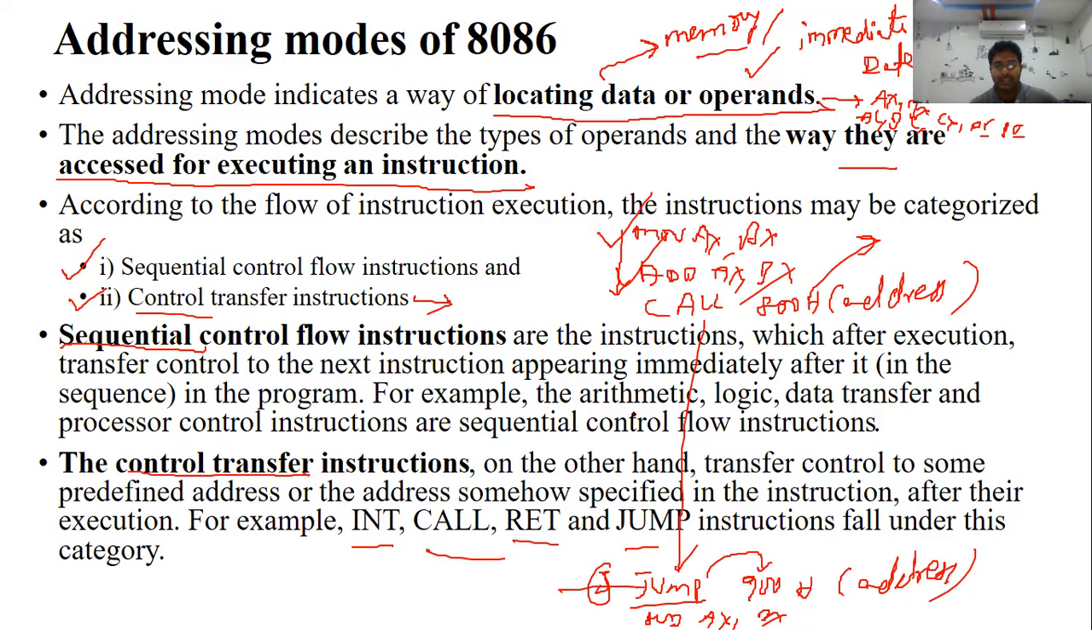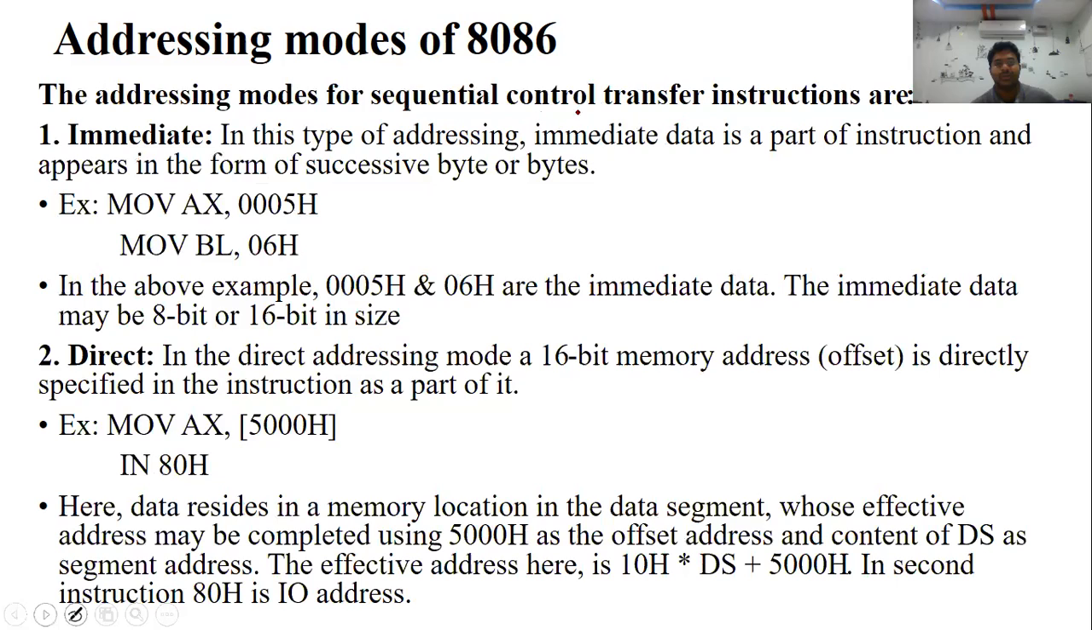Otherwise, all the remaining instructions, namely arithmetic instructions, logical instructions, and data transfer instructions, come under the sequential control flow instructions. See the sequential control flow instructions in the addressing modes. The first one is the immediate addressing mode. In immediate addressing mode, the instruction itself represents the data. Remember this every time you use immediate. The instruction itself carries some data. This is not the address.